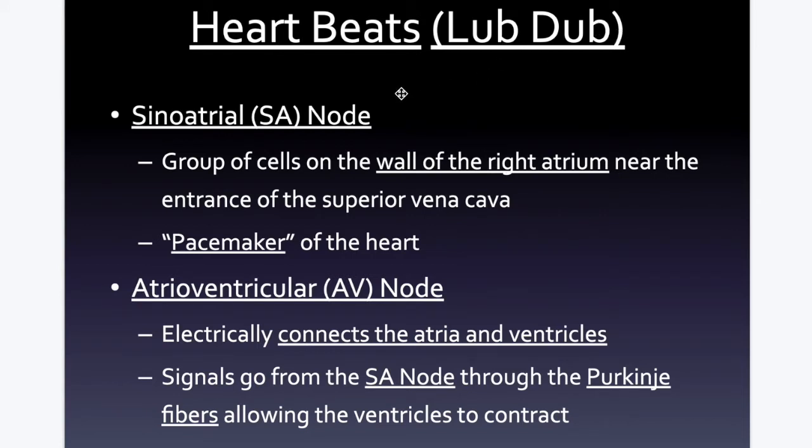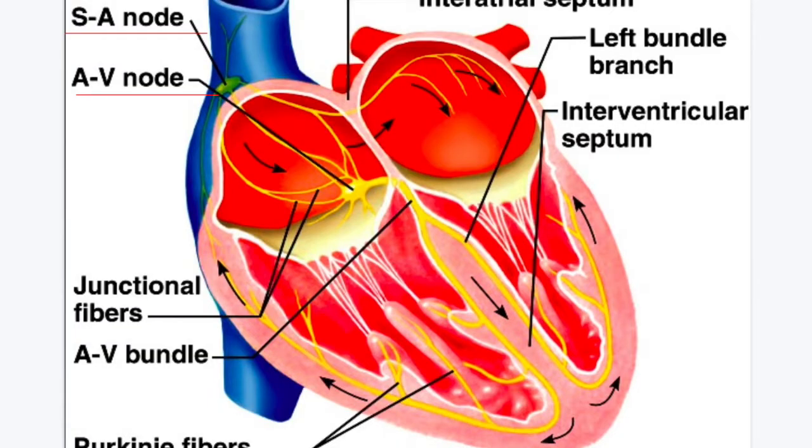Inside of your heart, and I'll go ahead really quick and then I'll come back to this, there are cells that have an electrical signal to them. Right up here in the upper wall of the right atrium, we have what we call the SA node.